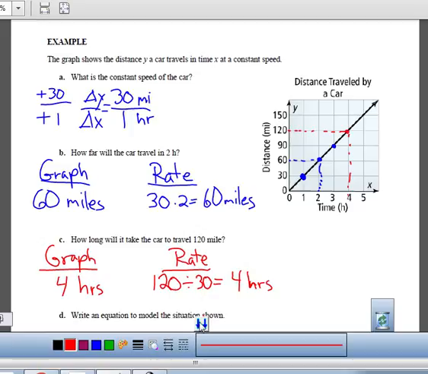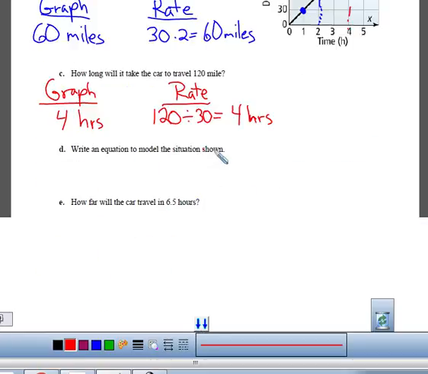Okay, part D, write an equation to model the situation shown. Remember, all equations look like y equals mx. We replace m with our rate. What is our rate? It's 30 over 1, or just 30. So the answer is y equals 30x. That's your equation. E, how far will the car travel in 6.5 hours?